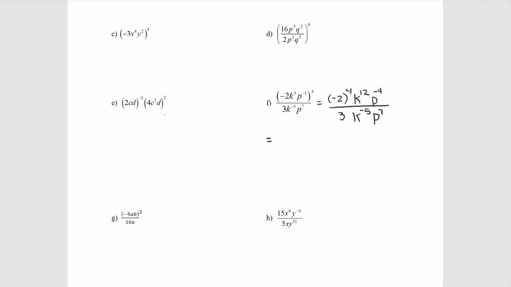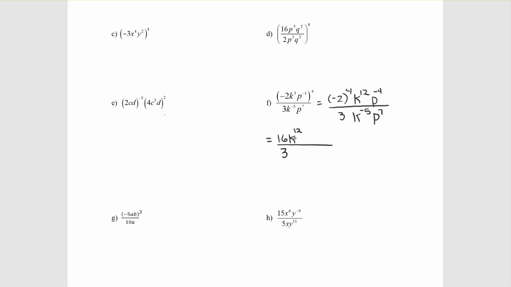And we can simplify the number part here. -2 to the fourth power is going to give me a positive 16. That's taking -2 times -2 times -2 times -2. And the 3 down below. Now these don't simplify, so we're just going to leave it as 16/3 for right now. The k to the 12th has a positive exponent. We're going to leave it where it is.